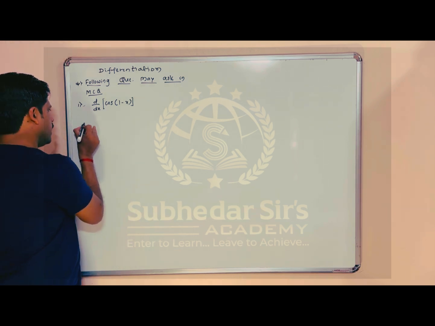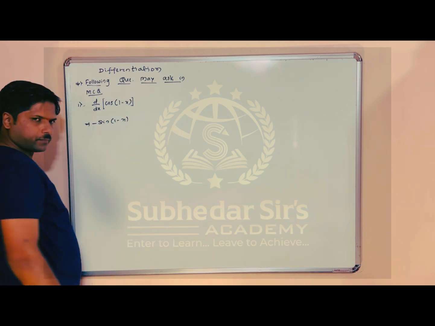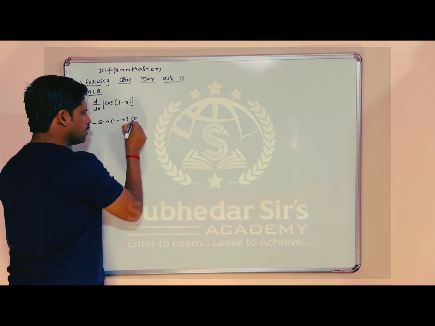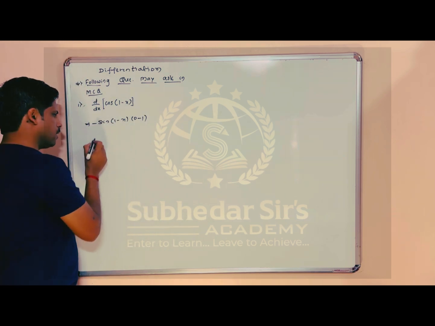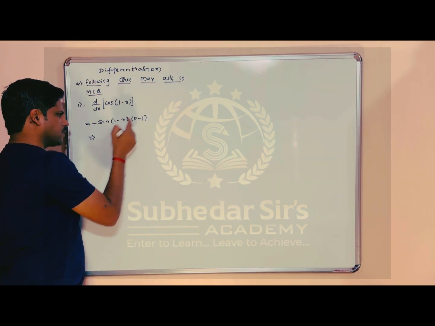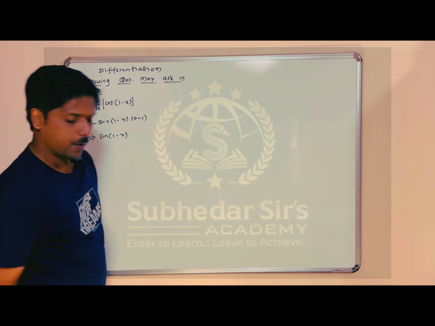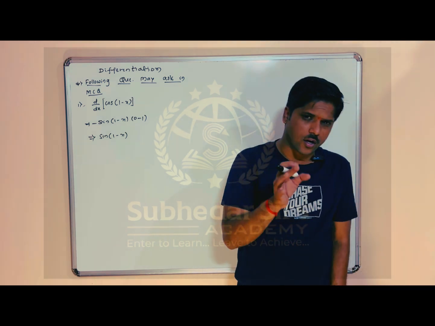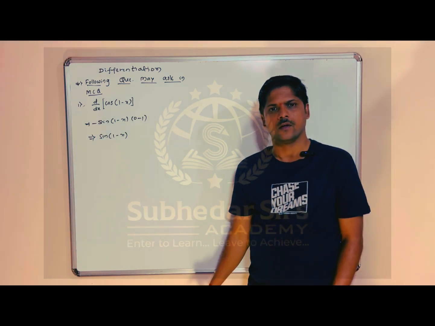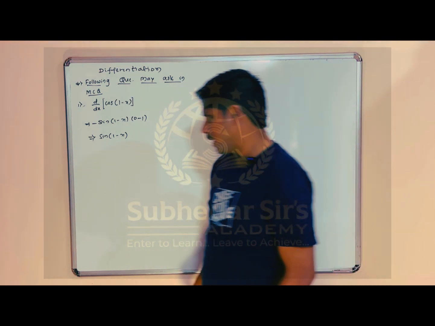Right? So, then differentiation of cos is minus sin of 1 minus x. Then differentiation of 1 is 0 and minus x differentiation is minus 1. 0 minus 1 is minus 1. So, minus into minus plus. So, sin of 1 minus x. The options may be minus sin of 1 minus x, sin of 1 minus x or sin of x minus 1, etc. So, the correct option is sin of 1 minus x. Right?